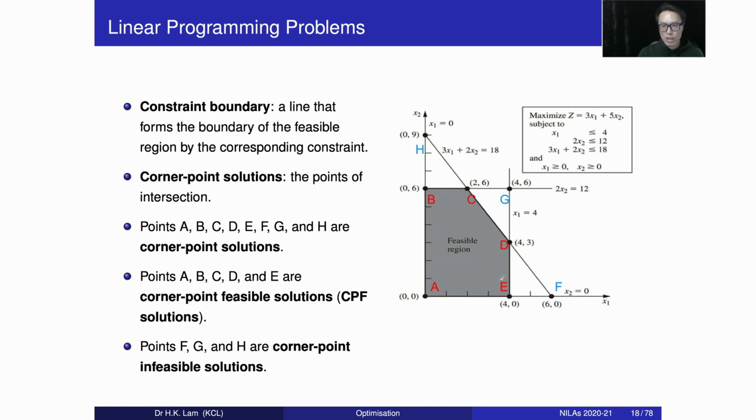From A to E, because they are within the feasible region, we call this the corner point feasible solution. And F, G, H do not satisfy at least one of these constraints, so we call these the corner point infeasible solutions.